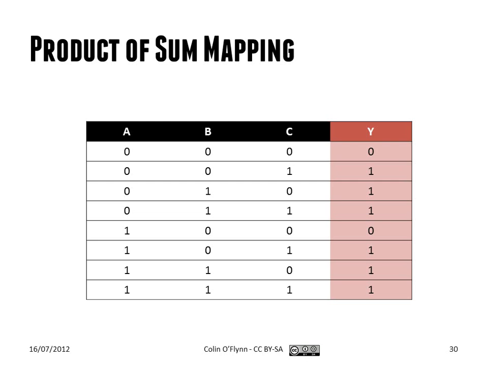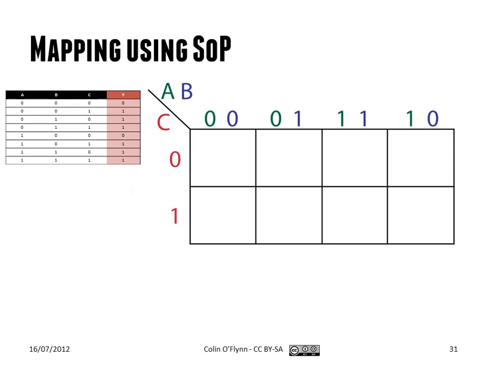Now product of sum mapping, before we were talking about sum of products. So for product of sum, we use zeros in the table instead of the ones. This is convenient when, as in this truth table, there's a bunch of ones and only two zeros. So using sum of products, which is what we were using before, we'd have to break down all the locations of the ones.